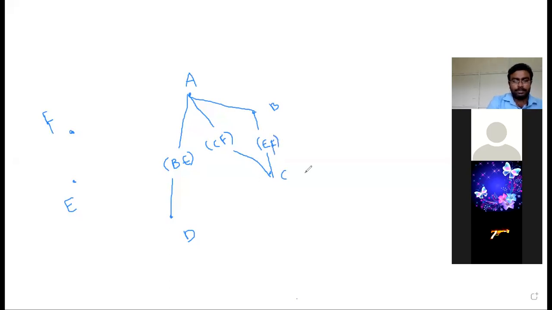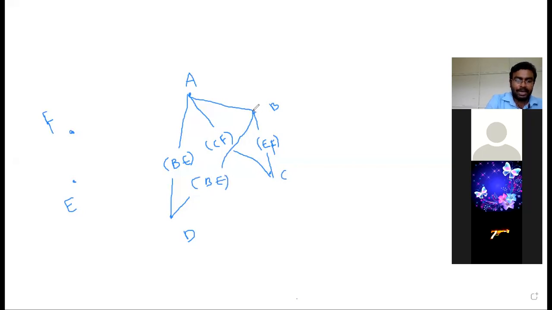Compare B and D. Directly compatible, sir. Compatible, and different next states. What are the different next states you are having, students? E and B, sir. BE. Okay, BE is denoted, students.